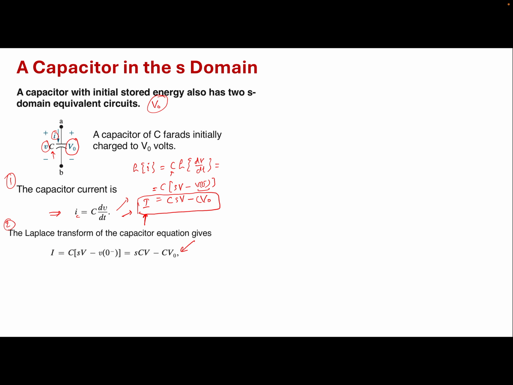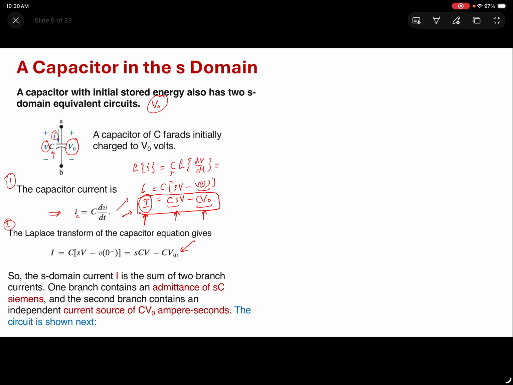So you can look over here at this equation and realize that this current I is composed of these two currents, right? So I can potentially model it again in the form of two branches. In one of the branches, I'm going to have an admittance of CS or the impedance of 1 over SC, because I equals V over Z, right? And in the other branch, I'm going to have a constant current of CV naught in the opposite direction, or in the direction that will add to this I. Okay, sounds good, right?